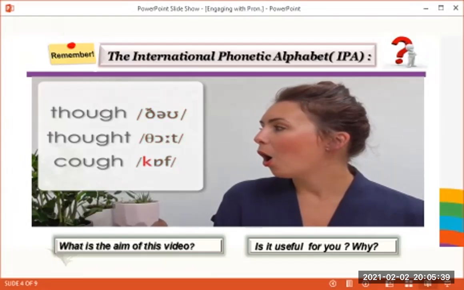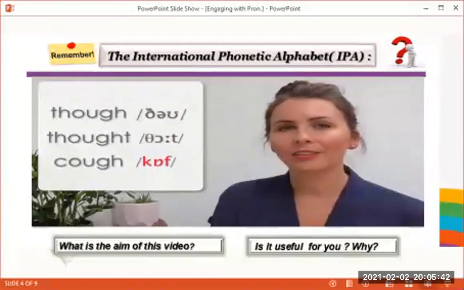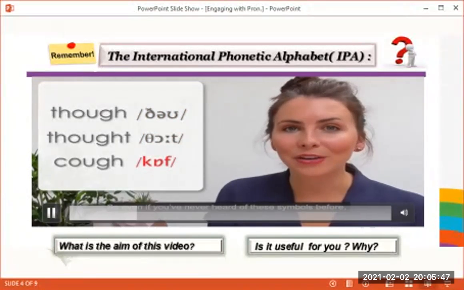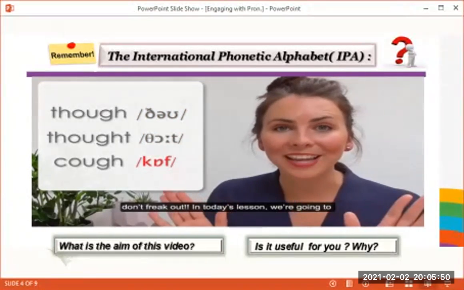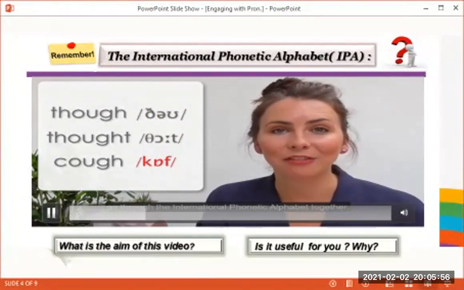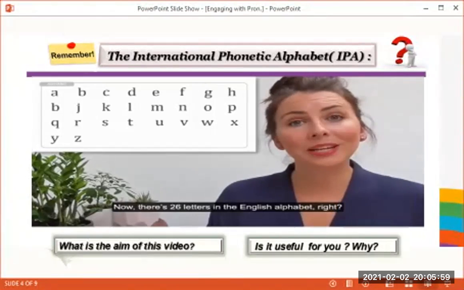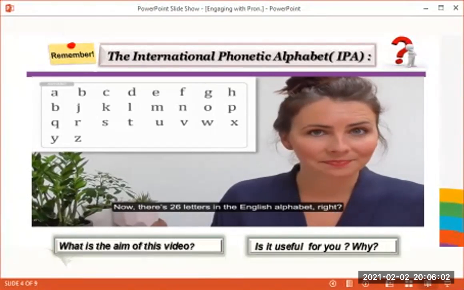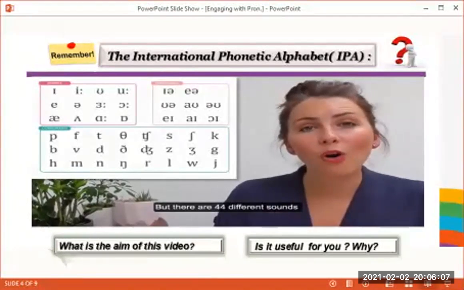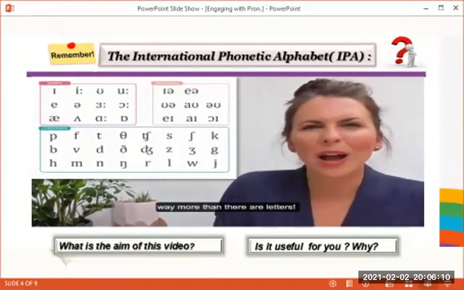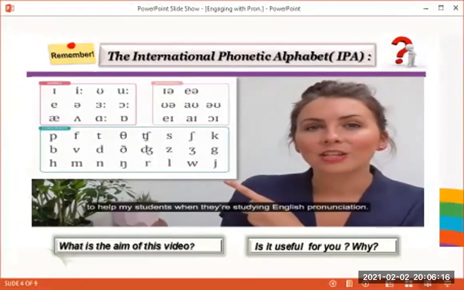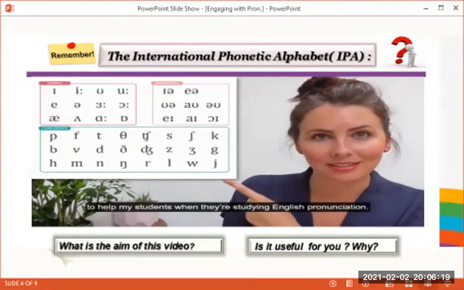Now these symbols might seem a little scary to you, especially if you haven't seen the IPA before. But actually, they're so helpful when you're learning English pronunciation because they tell you exactly how to say the word. So even if you've never heard of these symbols before, don't freak out. In today's lesson, we're going to go through the International Phonetic Alphabet together. There are 26 letters in the English alphabet, right? But there are 44 different sounds, way more than there are letters. That's why I use the IPA to help my students when they're studying English pronunciation.